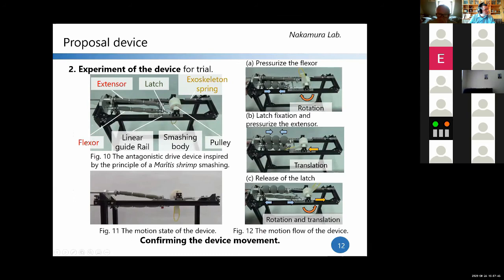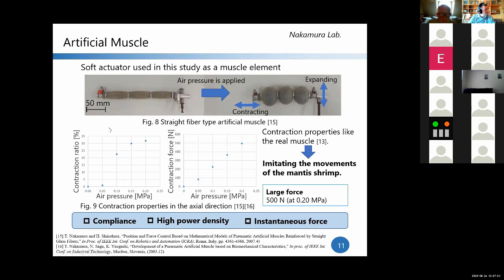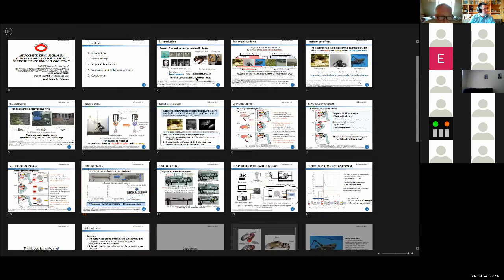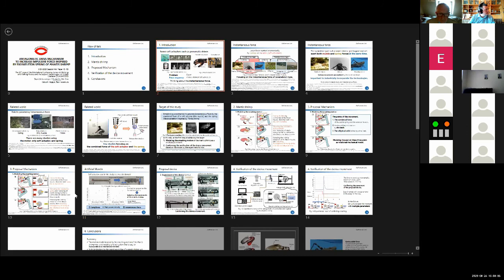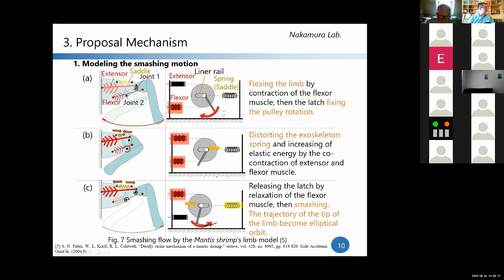Okay. The soft actuator has low response properties, but the spring has high response property. So, combined with the release element, to generate instantaneous force.